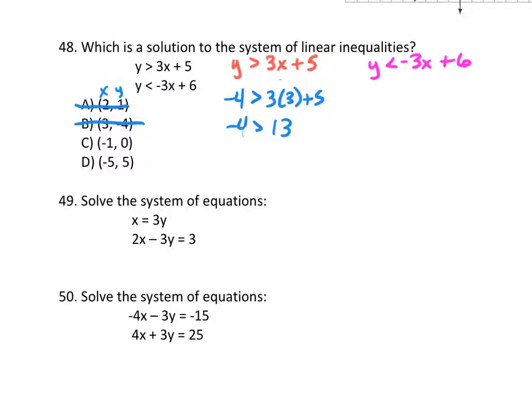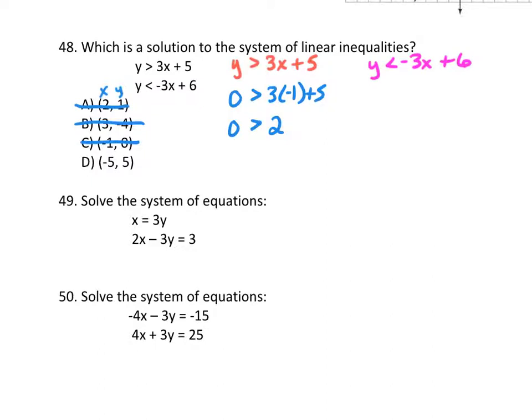So now I'm going to go on to C. Part C, negative 1 is my x and 0 is my y. So 3 times negative 1 plus 5. 3 times negative 1 is negative 3 plus 5 is positive 2. Is 0 bigger than 2? No, it is not. So C didn't even work for the first one either.